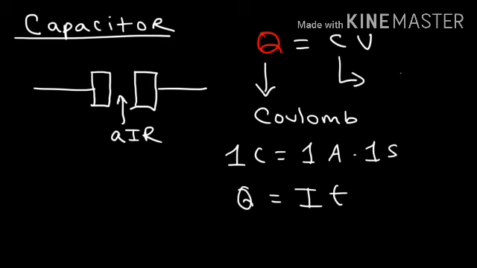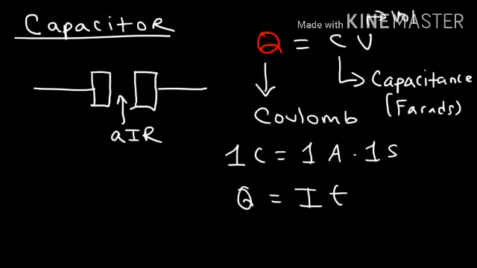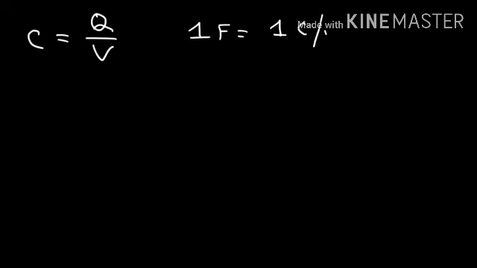Now C represents the capacitance, and the capacitance is measured in farads. V is the voltage, measured in volts. So what exactly is capacitance? How can we describe it? I like to think of capacitance in terms of charge efficiency. 1 farad is equal to 1 coulomb per volt.